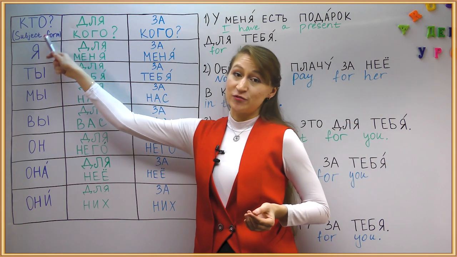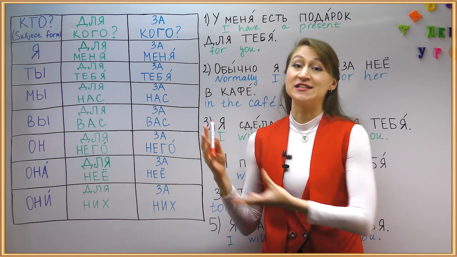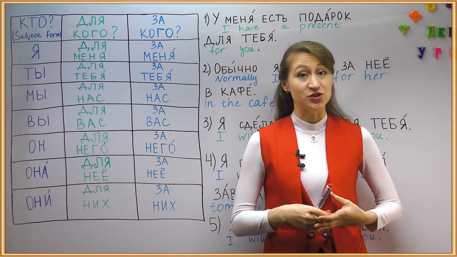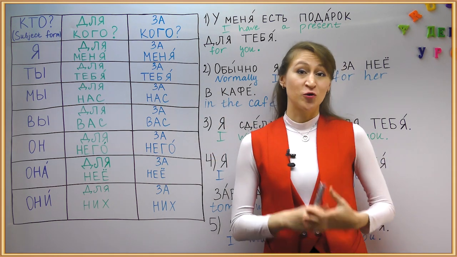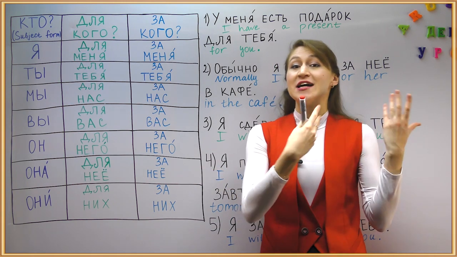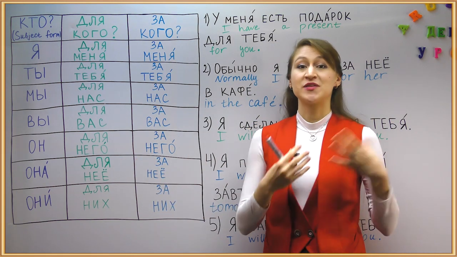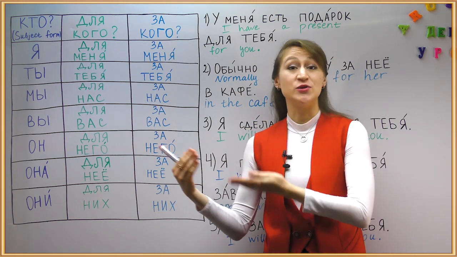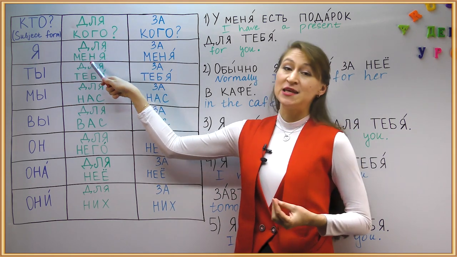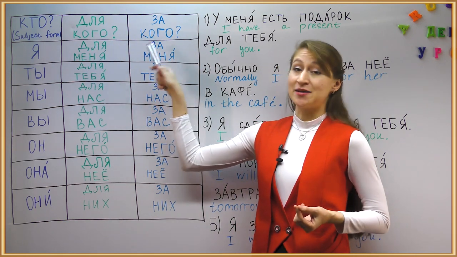Let's look at я, for example. Я is the basic form. We also call it the subject form or the dictionary form, because you can find it in a dictionary. This is the very basic form of the pronoun I, я. For example, я работаю. I am working. So I am the subject. I am doing something. But when we say for me, it will be для меня or за меня.